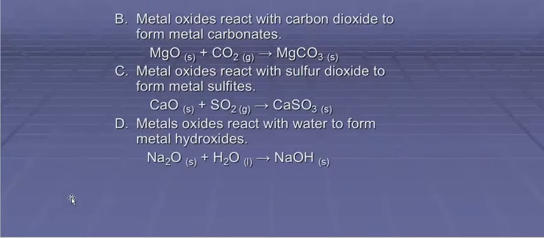Metal oxides like MgO react with carbon dioxide to form metal carbonates, the CO3. Metal oxides react with sulfur dioxide, SO2, to form metal sulfites, SO3, with a -2. You will notice that letter B and C are very similar to one another. Letter D, metal oxides react with water to form metal hydroxides, like Na2O reacts with water to form the hydroxide NaOH.